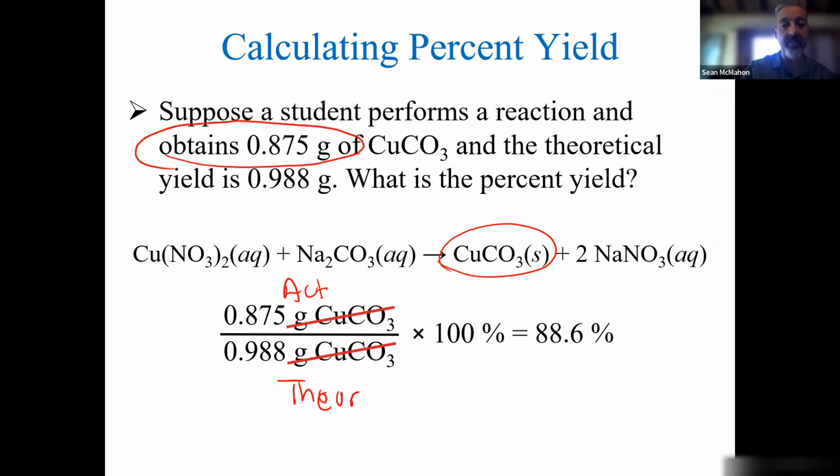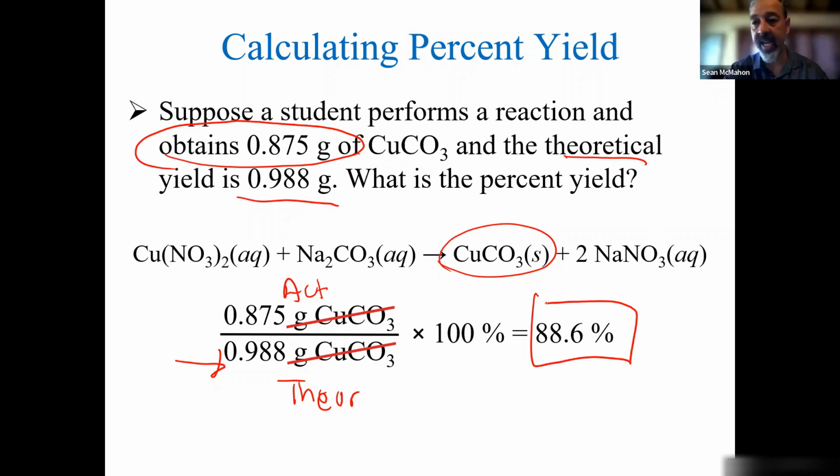So he actually performs the reaction and obtains this. This is what he did in lab. But in theory, according to stoich, he should have gotten this. But his efficiency is fairly high, 88.6. It's not bad.